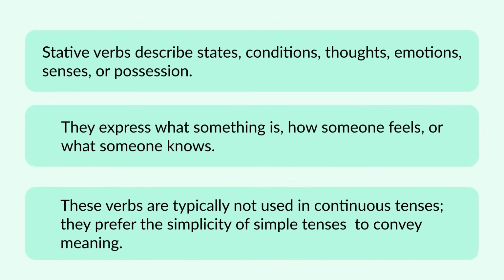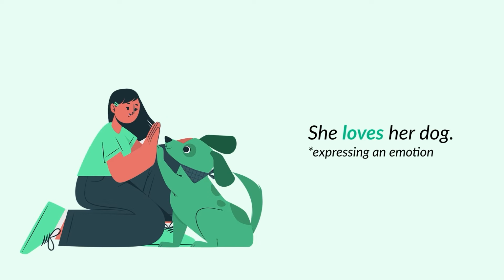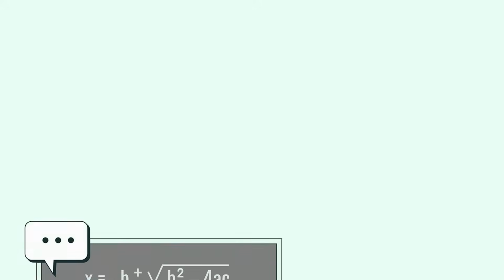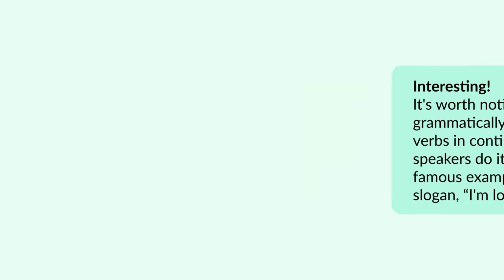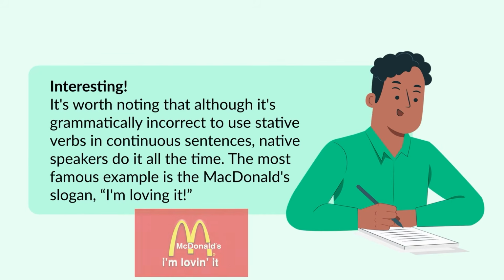Here are some sentences. I like ice cream, expressing a preference. She loves her dog, expressing an emotion. The book belongs to me, expressing possession. He understands the lesson, expressing a mental state. Interesting. It's worth noting that although it's grammatically incorrect to use stative verbs in continuous sentences, native speakers do it all the time. The most famous example is the McDonald's slogan, "I'm loving it."